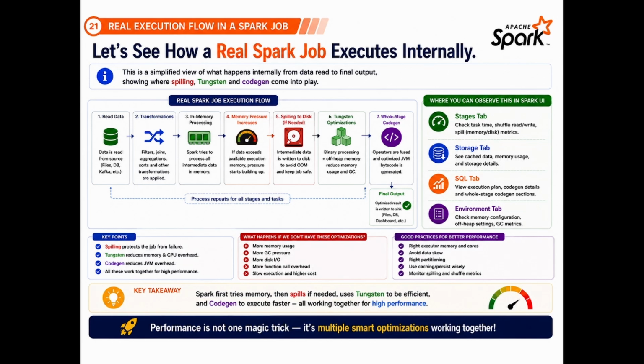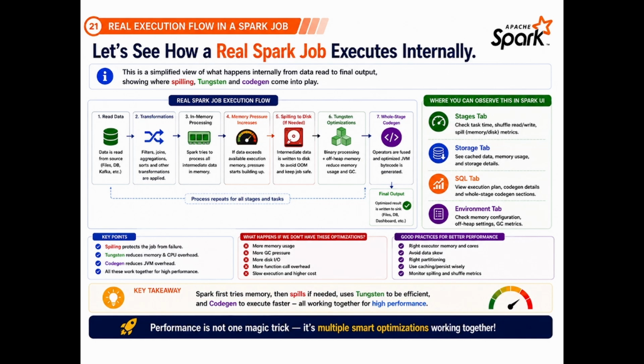At the same time, Tungsten is working behind the scenes, using compact binary formats, reducing object overhead, and minimizing garbage collection. So Spark can process more data using less memory. And while all of that is happening, whole-stage code generation is optimizing execution itself. Instead of running many separate operators, Spark combines them into efficient execution pipelines and generates optimized JVM bytecode, reducing unnecessary overhead and keeping the CPU focused on actual data processing.